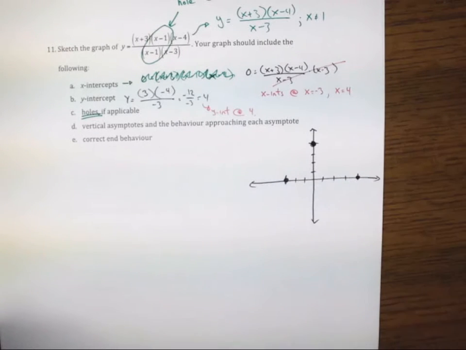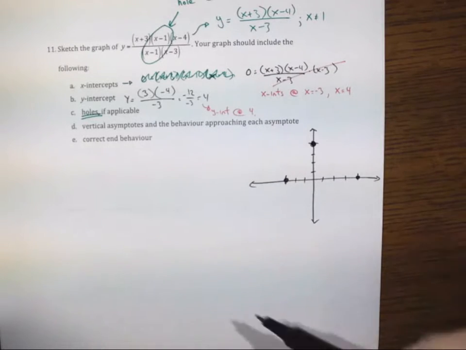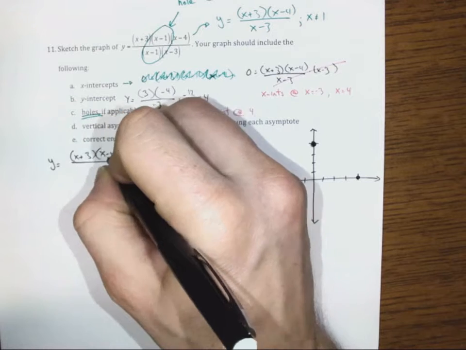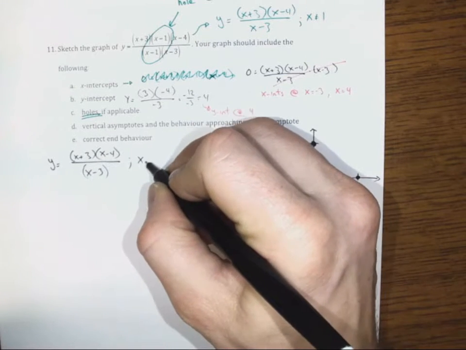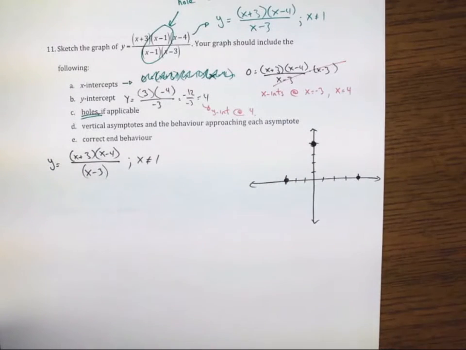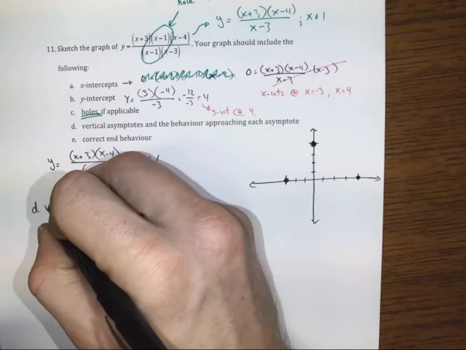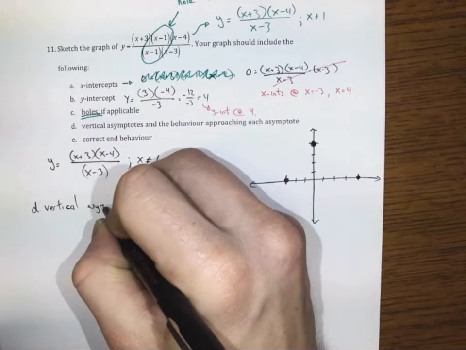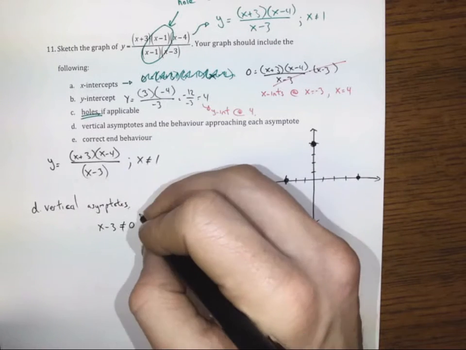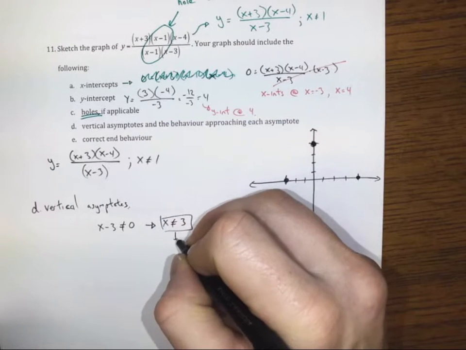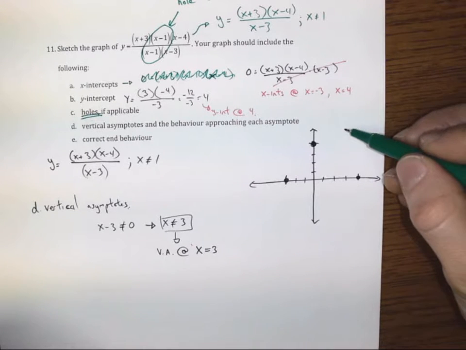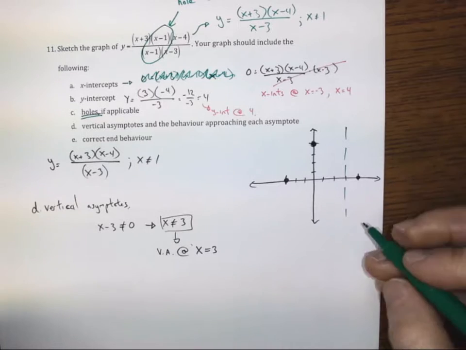All right. Next, we're going to have vertical asymptotes. We're going to be looking in the denominator here. So I'm going to rewrite our function here. Y equals x plus 3, x minus 4, over x minus 3. This is our simplified version of our function. And x can't be 1. All right. Okay, so to find our vertical asymptotes, which is part D, that means that we're going to set our denominator, x minus 3, not equal to 0, which is going to say, therefore, that x can't be 3. And that tells us we have a vertical asymptote at the value x equals 3. So we're going to draw a vertical asymptote here at x equals 3.